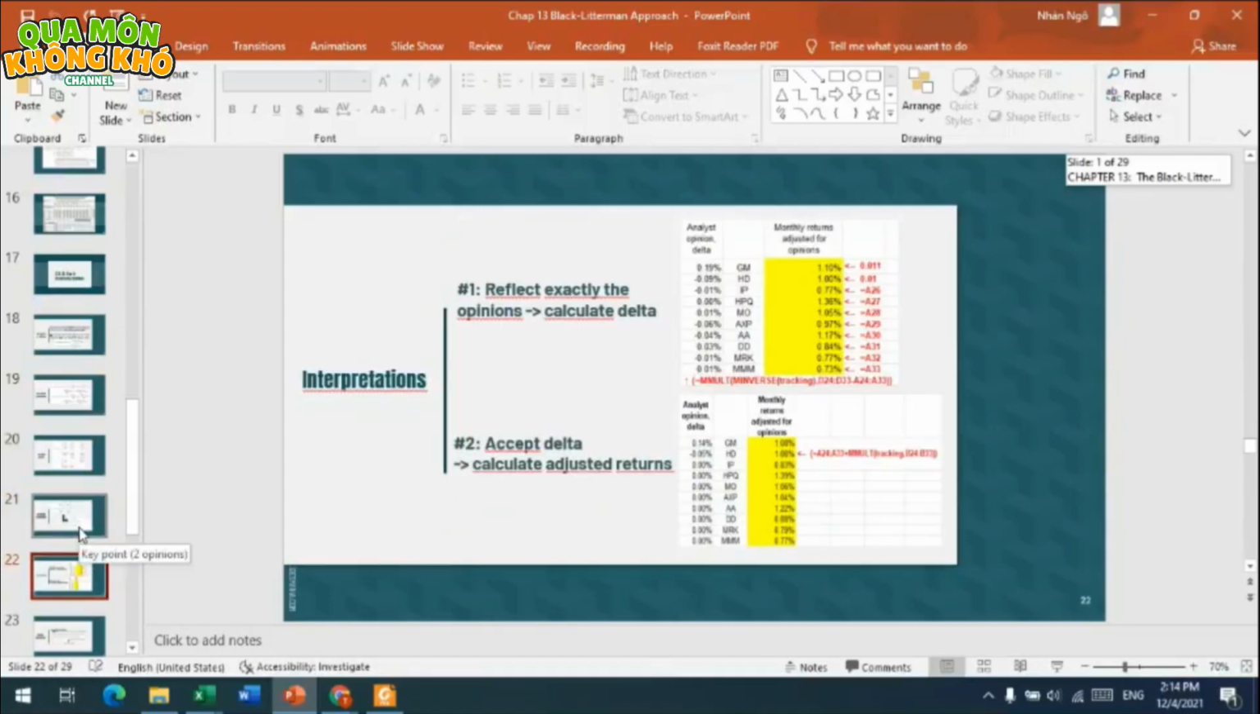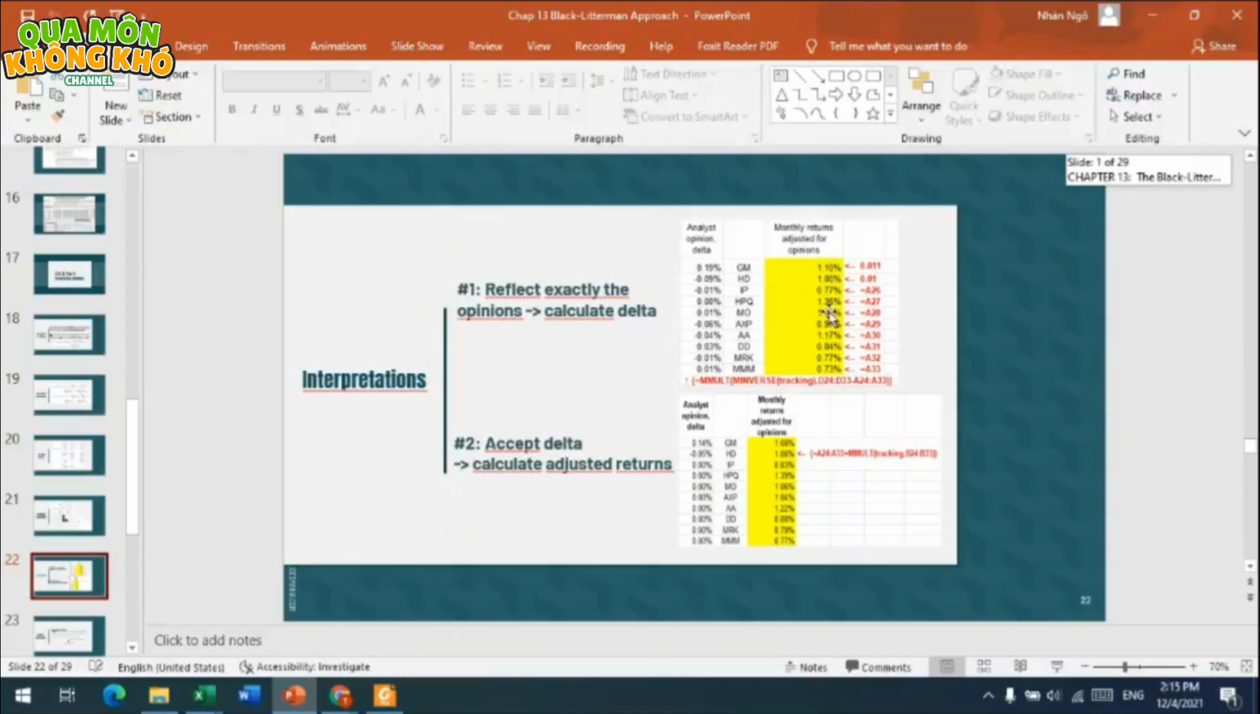So there is one more important thing about multiple opinions on multiple stocks. The first interpretation is that we will reflect exactly the opinions. For example, in this calculation, Jonah thinks that the market return of GM will be 1.1% and HD will be 1%. It's different from the market return that we calculated. So we just reflect it as Jonah's opinion here, you can see, and the rest of the stocks will stay unchanged.